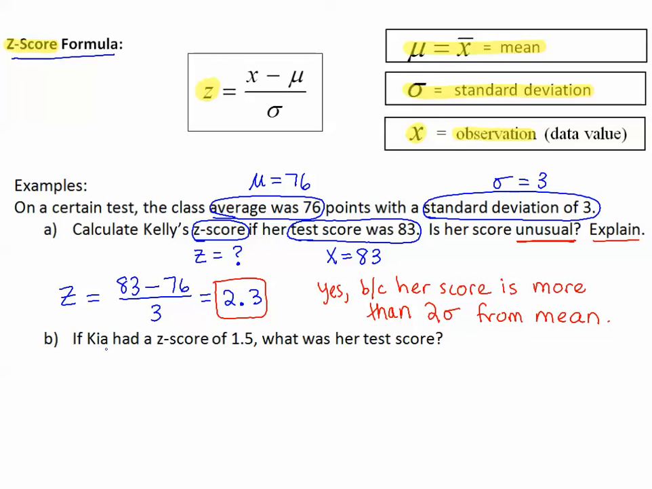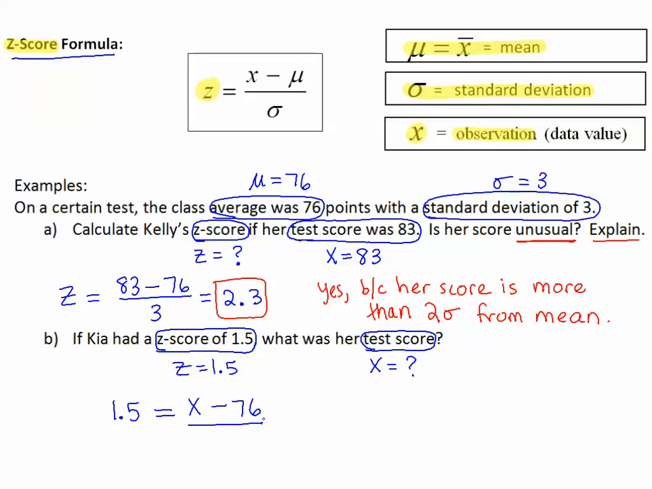Part B. If Kia had a z-score of 1.5, so now z equals 1.5, what was her test score? Now we don't know the observation. So again, let's use the z-score formula. This time we know z. Z is 1.5 equals, but we don't know x, the observation. X minus, this is the same problem where the mean is still 76 and the standard deviation is still 3.